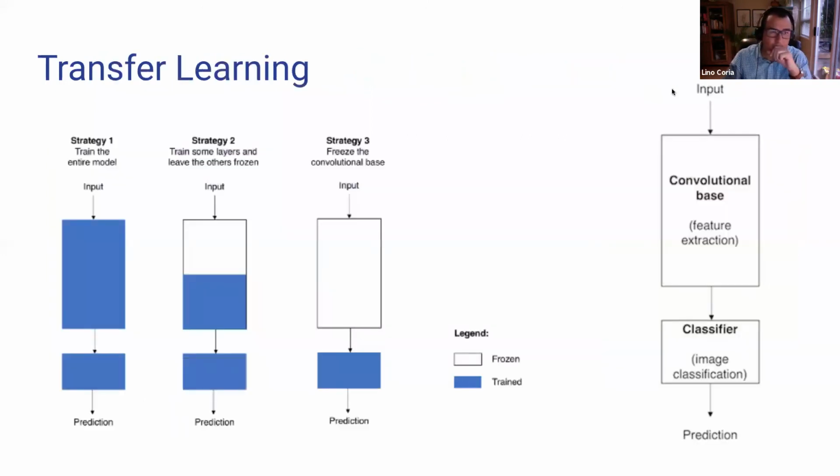Now, transfer learning is a technique that you can use anytime, but especially when you don't have a lot of data. You created your data set, but you don't have, let's say, 100,000 images. You only have like 2,000 or 3,000 images.